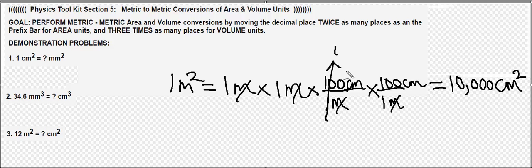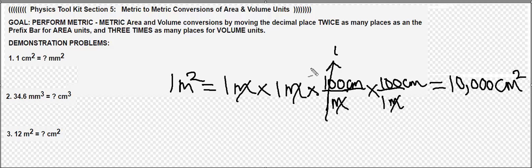So what is the rule in general? For metric to metric area conversions, the decimal place goes twice as many places as on the prefix bar, since area is length times width, and 10 times 10 is 100, and that means the decimal place moves 2 places.